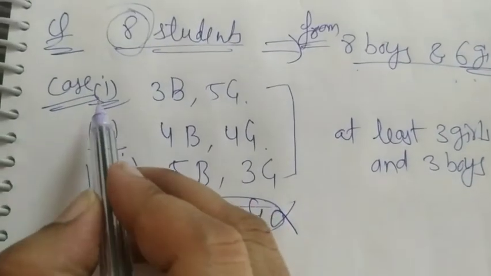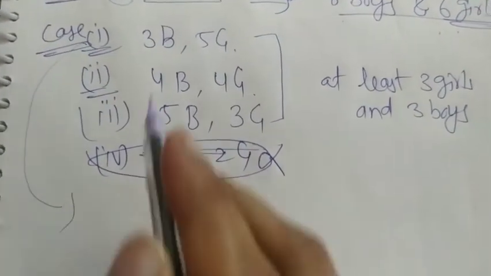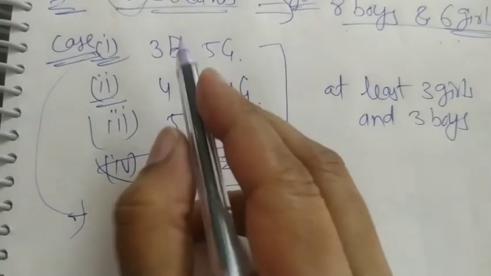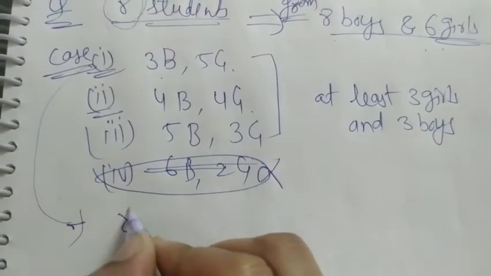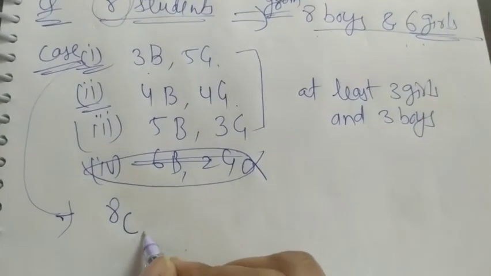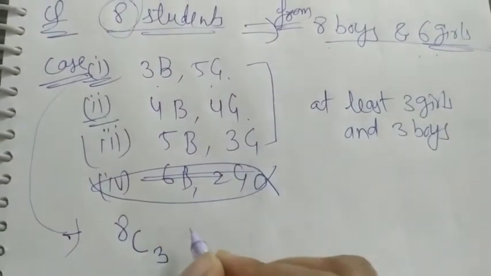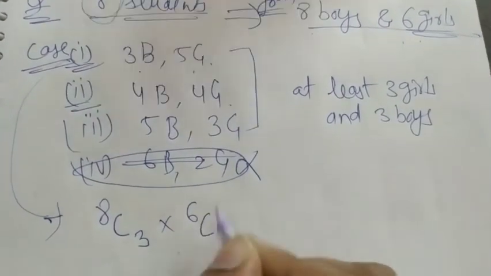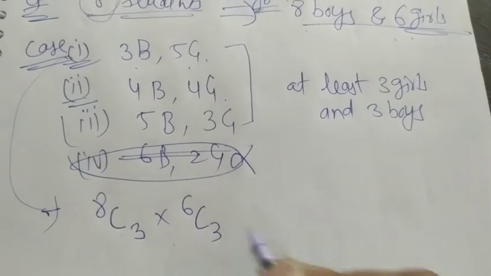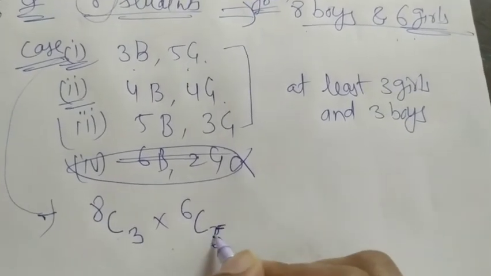It means for the first case, when I'm taking 3 boys, from 8 boys I will take 3 boys, and 5 girls, from 6 girls I will take 5 girls.